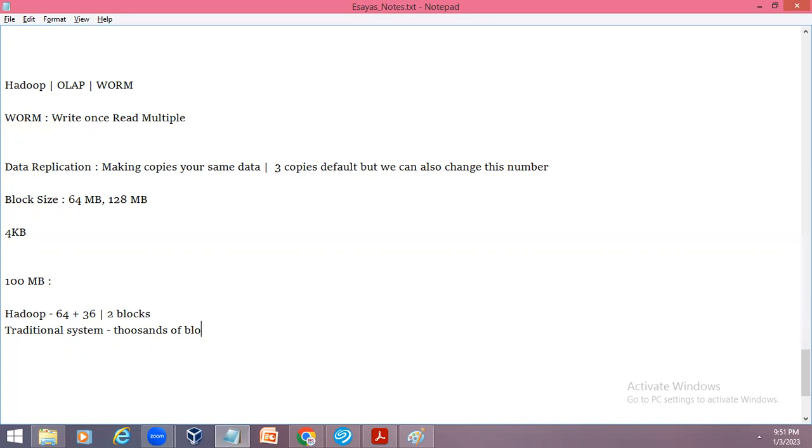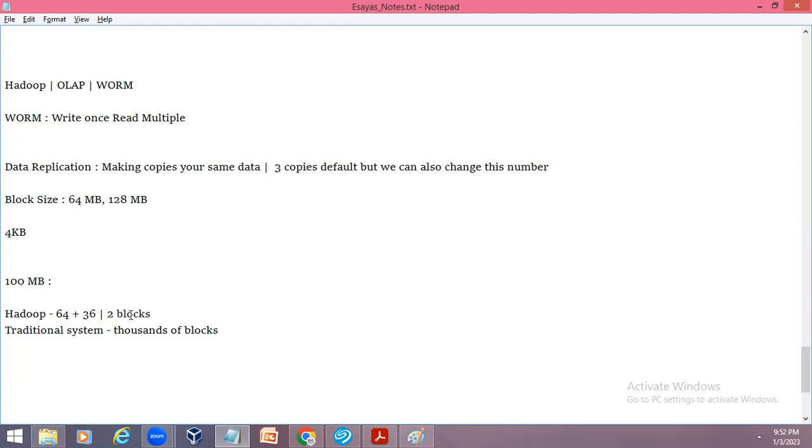Now, any guess what benefit I will be getting with Hadoop using 2 blocks or using 1000 blocks? Yeah, so read will be faster. Yeah, absolutely. A very generic question: managing 2 blocks is easier or managing 1000 blocks is easier? 2 blocks is easier, yes. In a nutshell, 2 blocks is easier. So that's why we go with high block size.